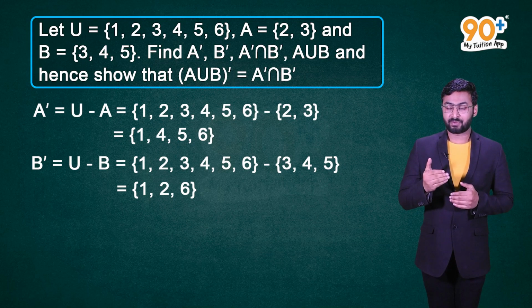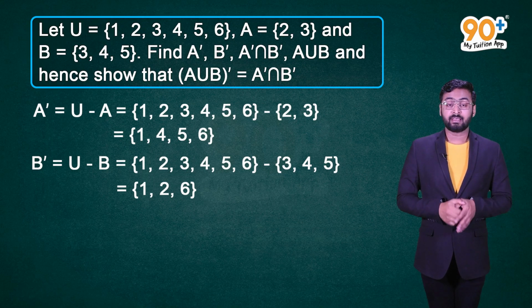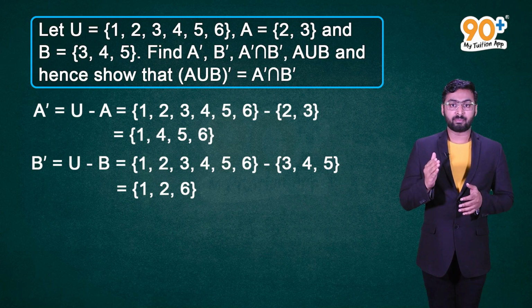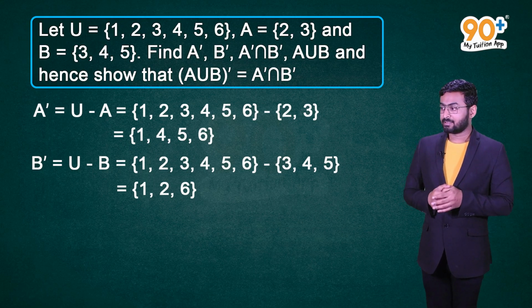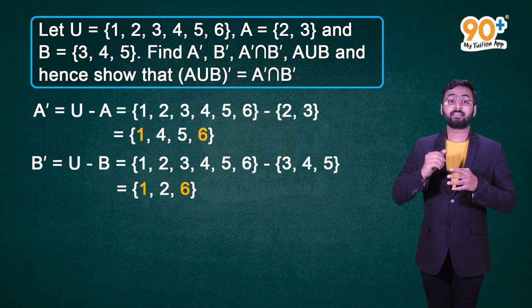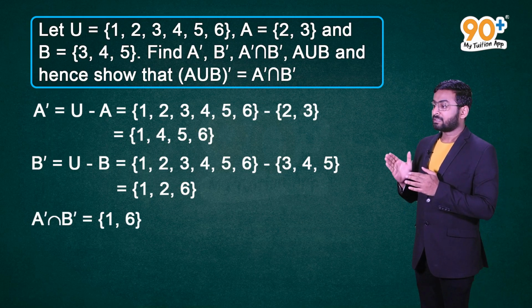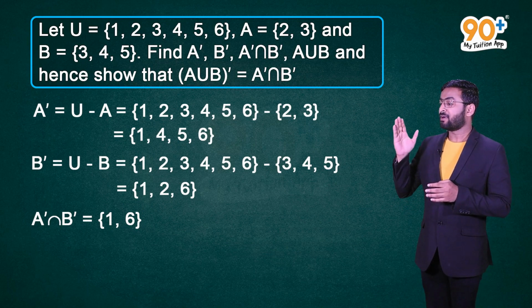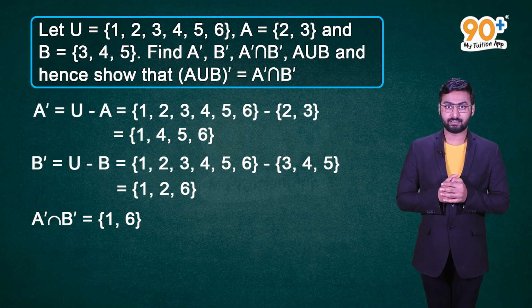Now we have to find out A complement intersection B complement. It will be the set of elements common to A complement and B complement. So what are those elements? We can see that 1 and 6 are the common elements. So we can write A complement intersection B complement is equal to set 1 and 6. Now let's find out A union B.